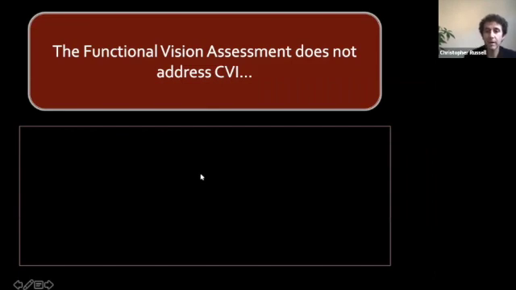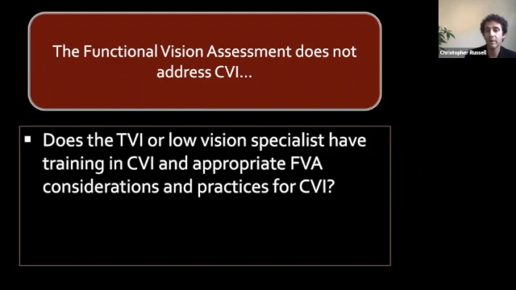And this is a tricky area, one that I'm sure many of you have come up against and have advocated for and tried to explain to folks. The way I think about explaining it is the same as the questions that we would ask a clinical professional. Does this TVI or low vision specialist who's doing the FVA have training in CVI and appropriate considerations for FVA for kids with CVI? Don't assume that they do.